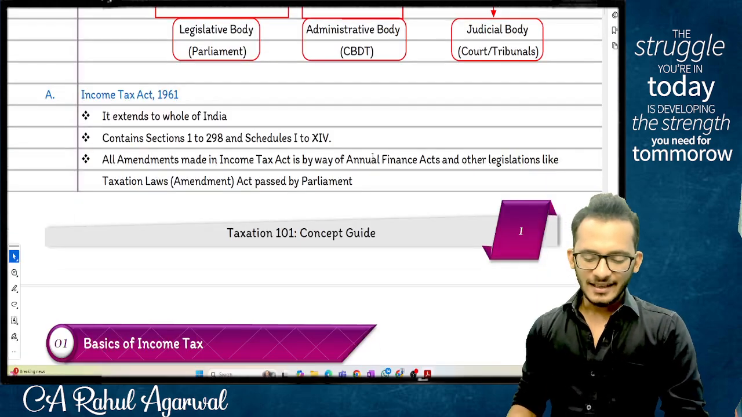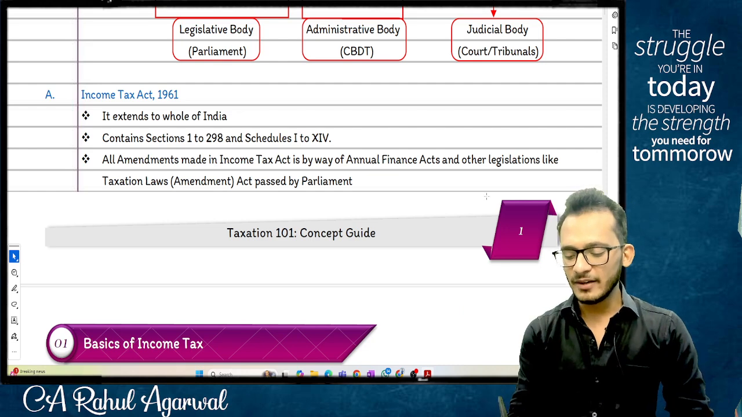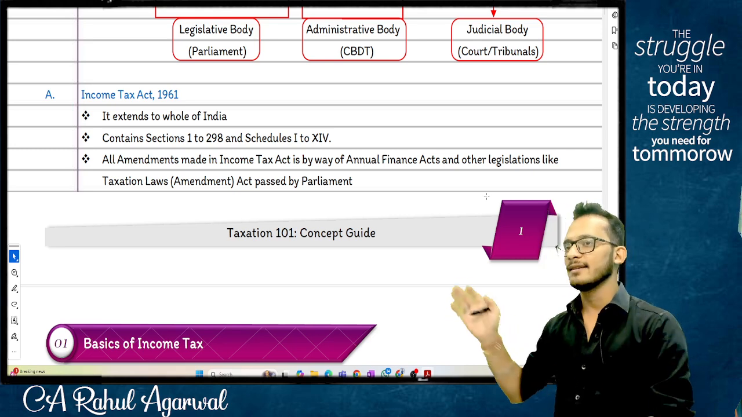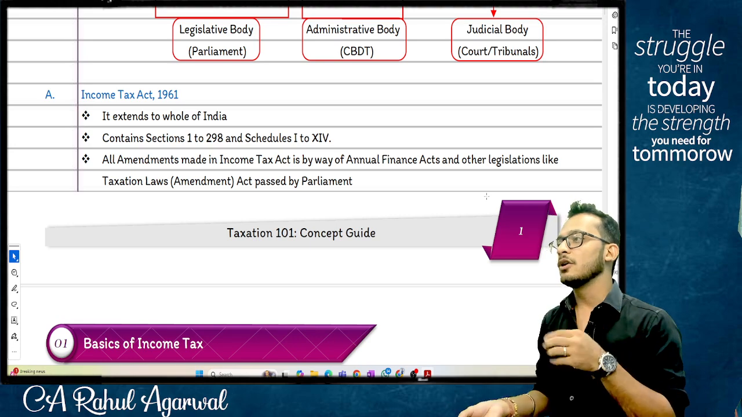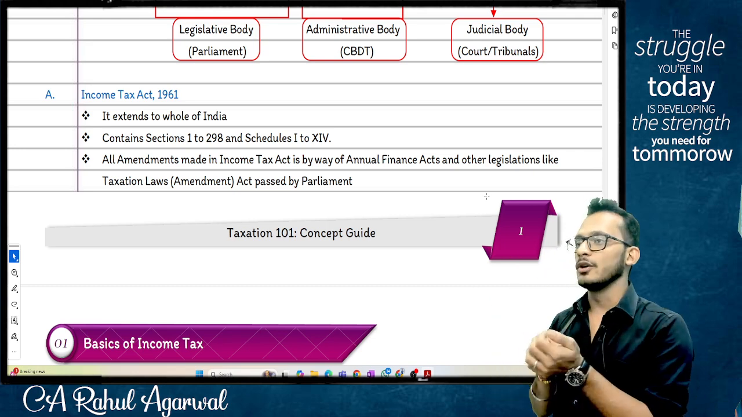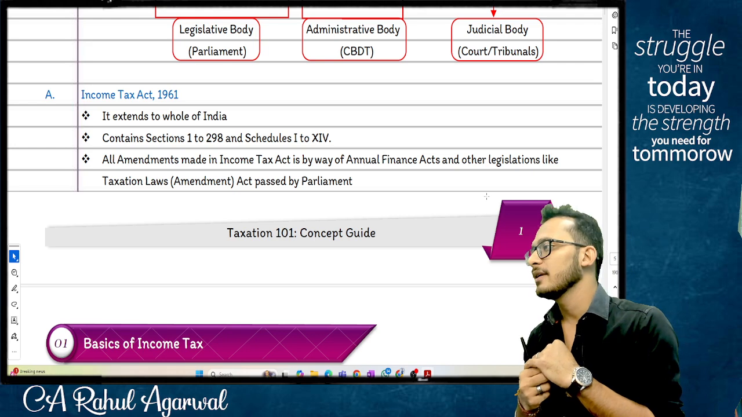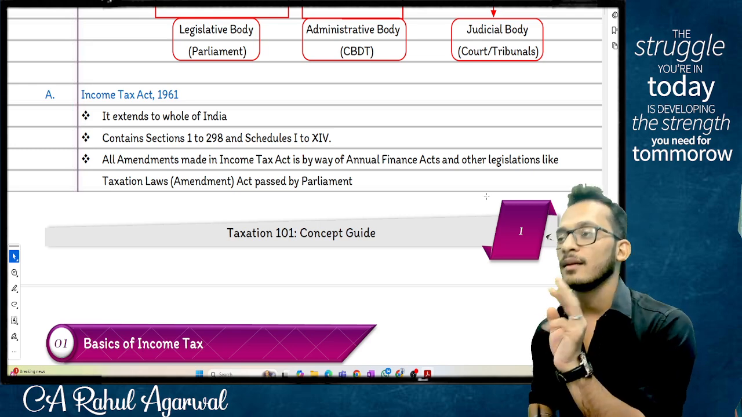Yes. Next, people. It says, all amendments made in Income Tax Act are made by Finance Act and other legislations like Taxation Laws Amendment Act passed by the Parliament. Like I said, if you have any interim budgets, final budgets and all, then those things also get subsumed. You will not get an Income Tax Act modification. You will get a Finance Act modification which gets assumed into Income Tax Act. Yes or no? Yes. So we have learned what is the title. We have learned what is the extent. Last question, what is the commencement?